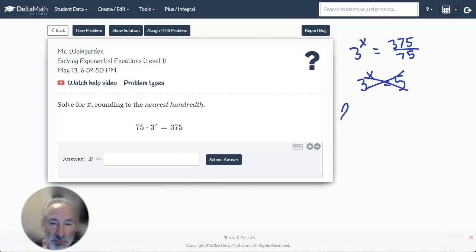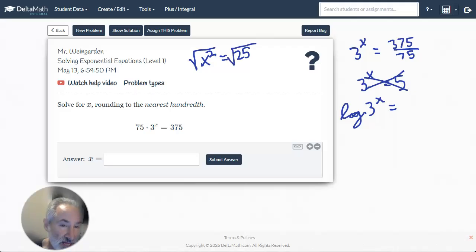The next thing we're going to do is take the log of both sides, and right now I'm giving you no explanation as to why. All I can tell you is this: if you had x squared equals 25, and you wanted to get the x all by itself, you would take the square root of the left side, and in order to make that legal, you also have to do the same thing to the other side, take the square root. Okay, so that's the idea. We're going to take the log of the one side, and therefore we've got to take the log of the other side. And in this case, it'll be 375 over 75.